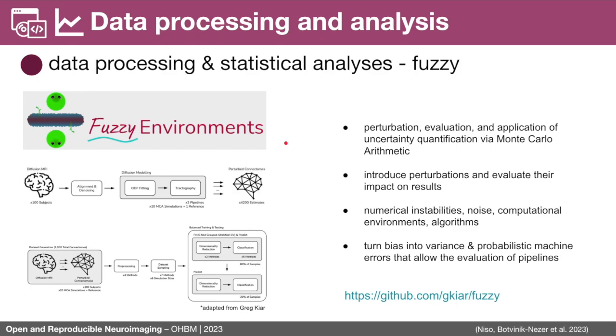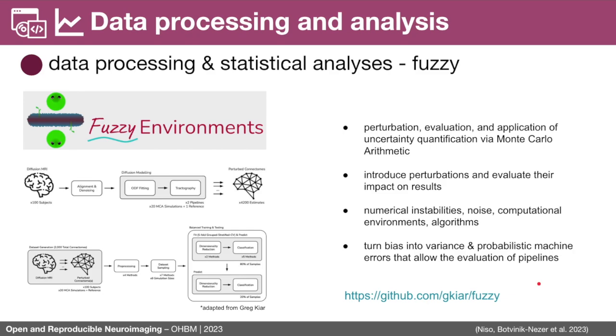And here specifically, you can turn the bias you might get out of that into variance and probabilistic machine errors that allow you to evaluate a certain pipeline to really see at which point, if at all, results deviate in a certain manner. This is really an amazing tool, especially if you bring it together with Boutiques, for example, because you can really stress test these different choices all the way down to the numerical aspects of them. There is a documentation and a GitHub repository out there. You can easily install it and include it in your pipeline to see how much of a difference it would make in your case.